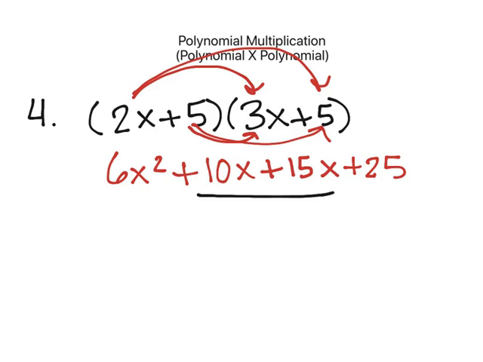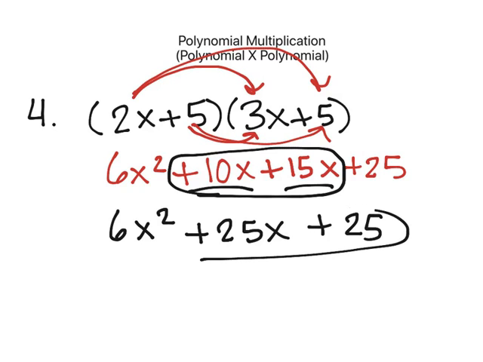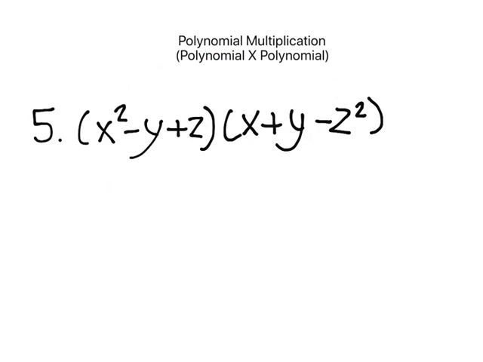Combine those middle terms. So I'm going to bring down that 6x squared. 10x plus 15x is positive 25x. And then bring down that plus 25 at the end. Final answer. So you can think of this as first, outer, inner, last, or you can think of it just as distributing. Let's try one more.